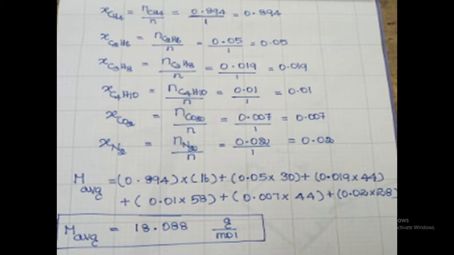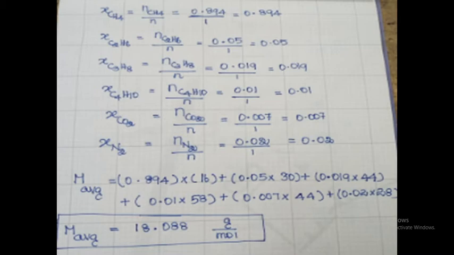The second component is X_C2H6. So the individual moles of C2H6 to total mole. Individual moles of C2H6 is 0.05. Total mole 1, that is equal to 0.05. So the third component C3H8. Mole fraction of C3H8 is equal to individual moles of C3H8 divided by total mole. That is equal to 0.019. This is individual moles of C3H8. Total mole 1. Finally we get 0.019.